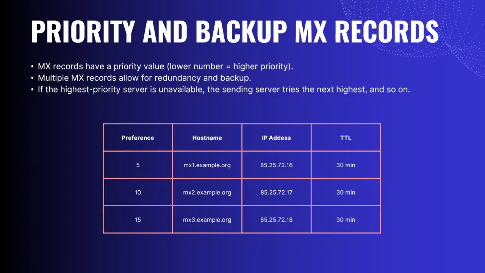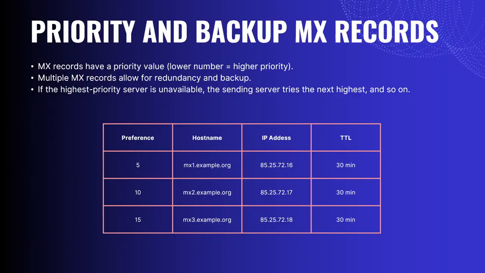Now let's talk about priority and backup MX records. MX records have a priority value, and the lower number is the higher priority. You can have multiple MX records to allow for redundancy and backup. If the highest priority server is unavailable, the sending server tries the next highest, and so on. So a key feature of MX records is the priority value. This number tells the sending server which mail server to try first.